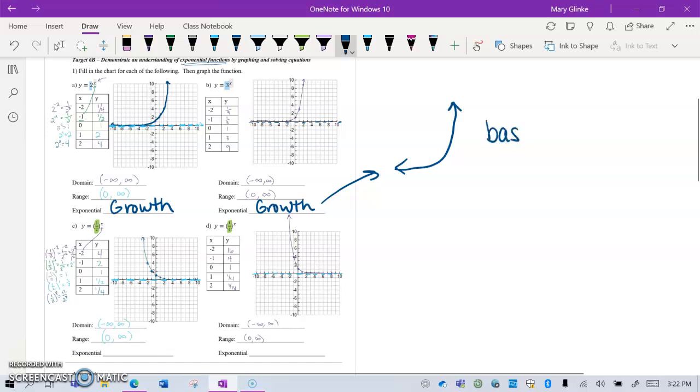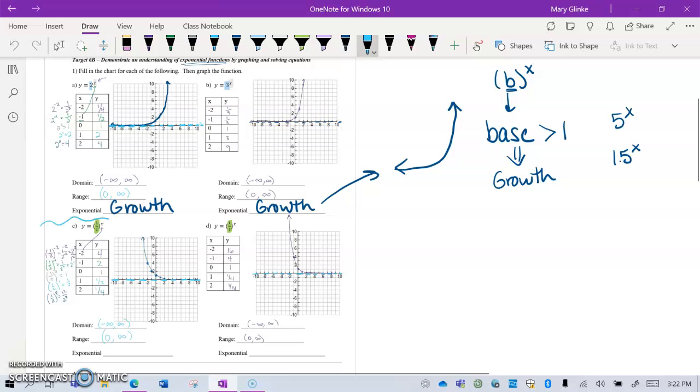If your base, aka whatever is being raised to the x, is greater than 1, then you're going to have growth. So if you had 5 to the x or 1.5 to the x, all of those would be growth.